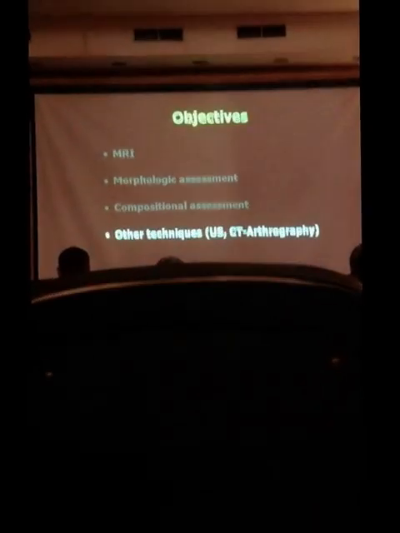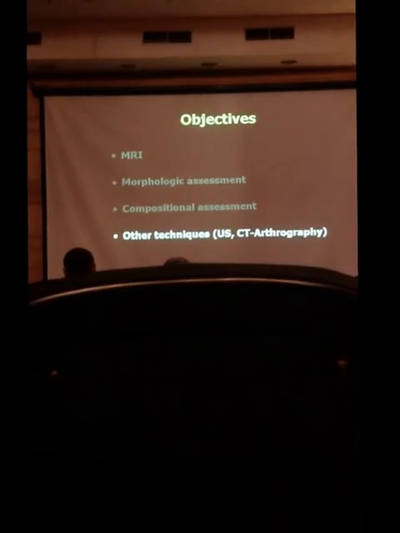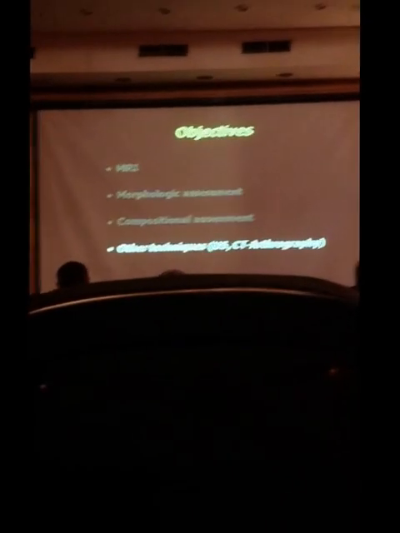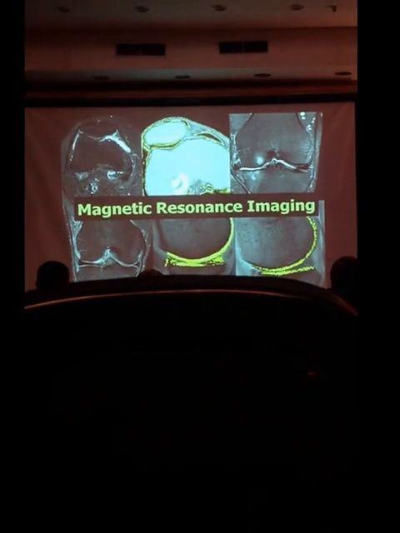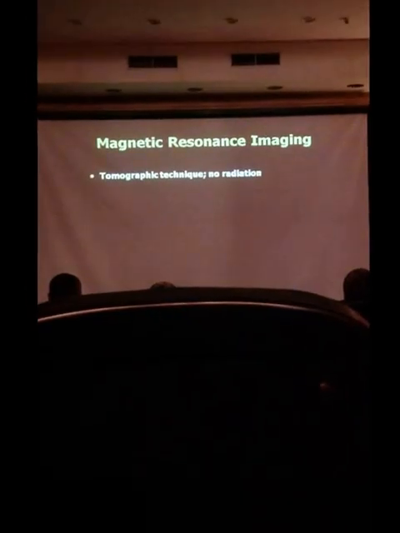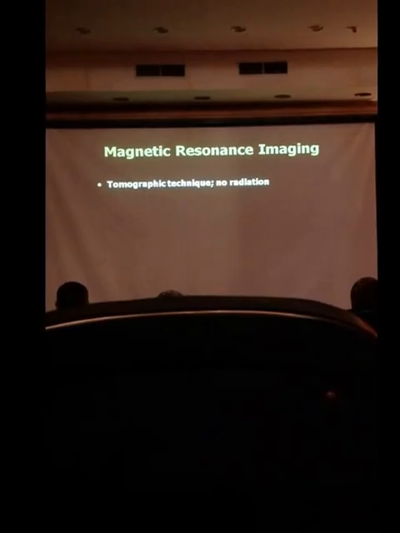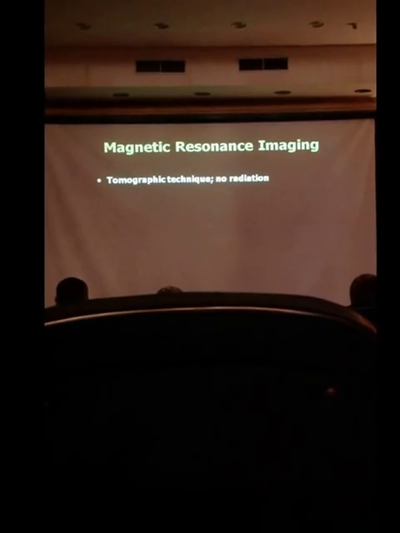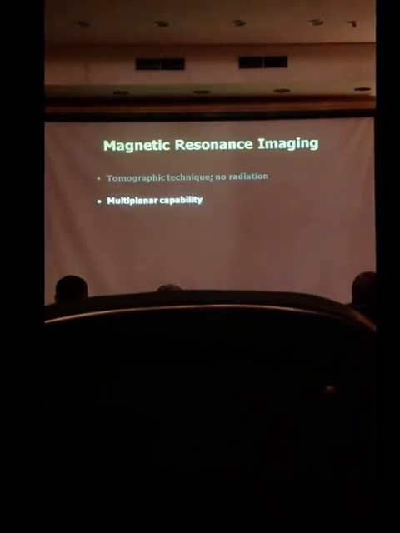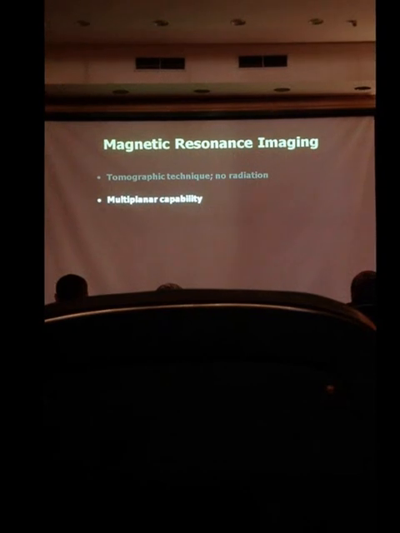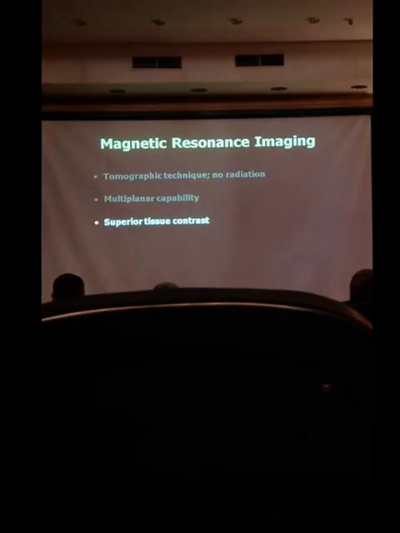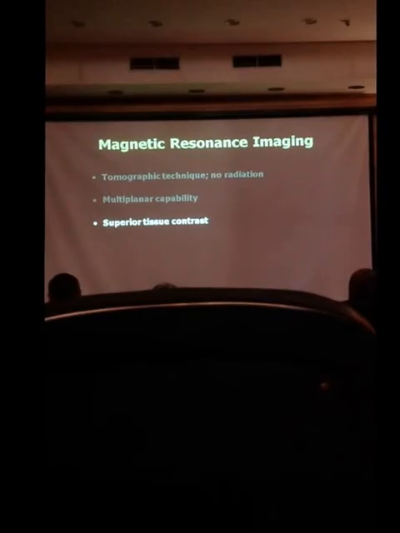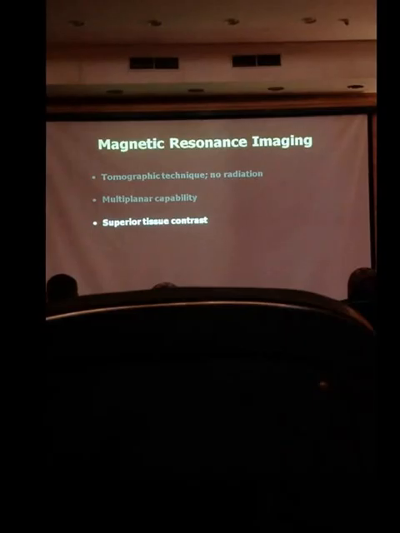And if we have some time at the end, we can talk about other imaging techniques such as ultrasound and CT arthrography. So let's start with magnetic resonance imaging. You may all know this is a tomographic technique with no radiation whatsoever involved. It has a multi-planar capability, meaning that we can acquire images in different planes, and we'll see that in the presentation. MRI is superior to any other imaging method when it comes to tissue contrast.